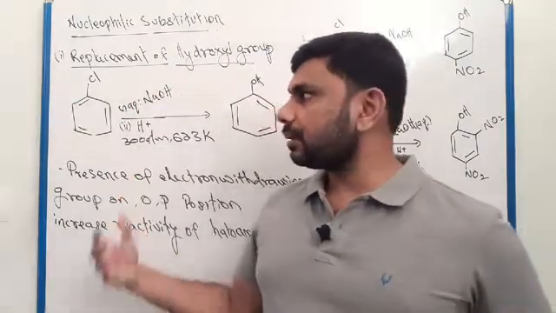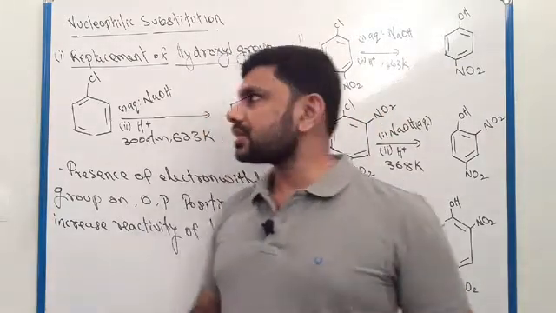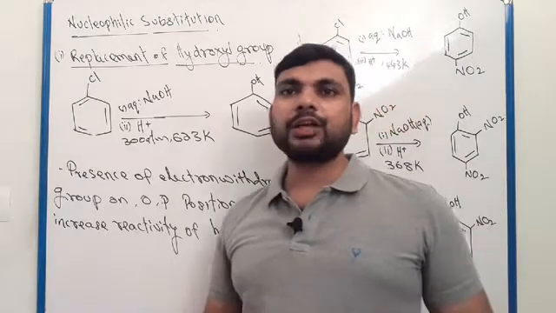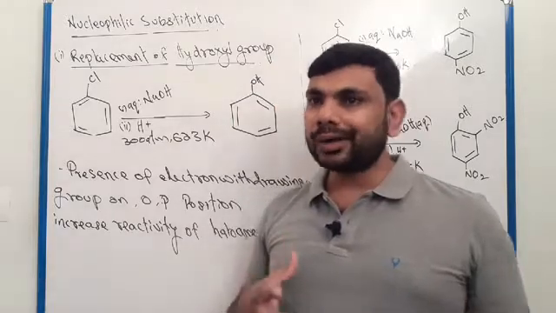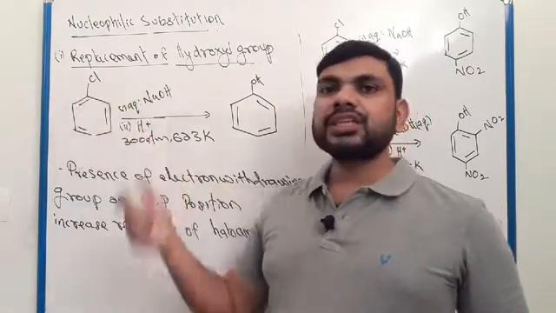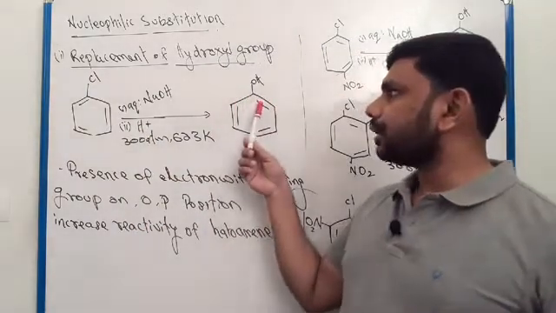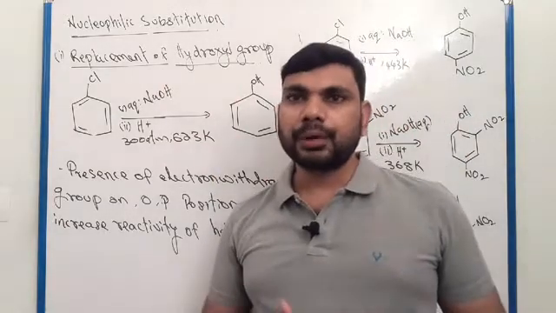There are different chemical reactions over here. First we have to discuss the replacement of the hydroxyl group. Hydroxyl means the OH group. Haloarenes have a halogen atom, and this halogen atom will be replaced by the OH group. This is the replacement of the hydroxyl group.